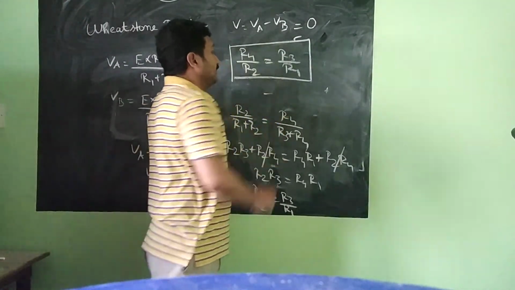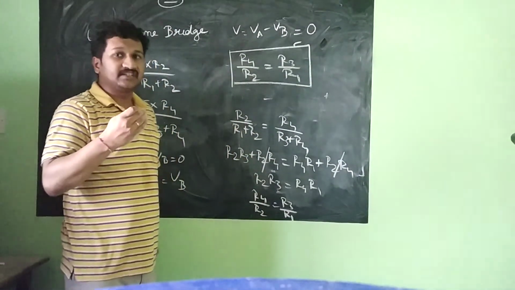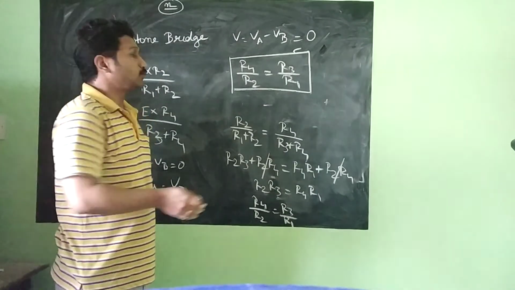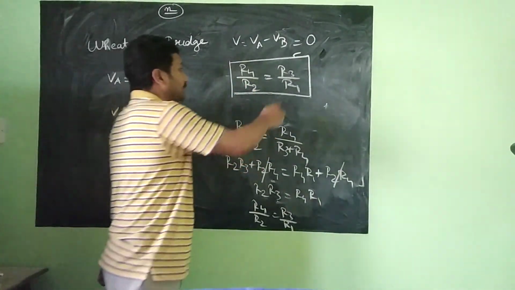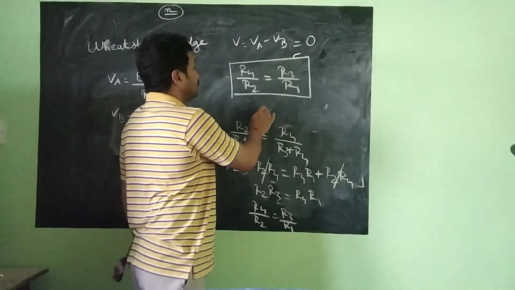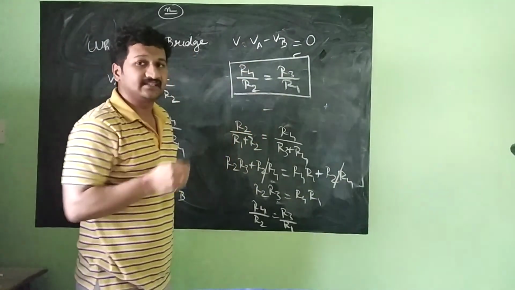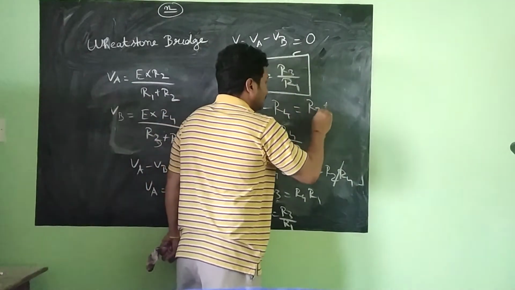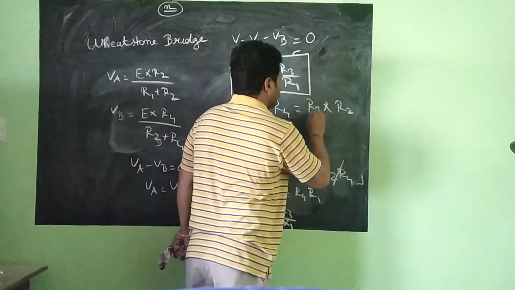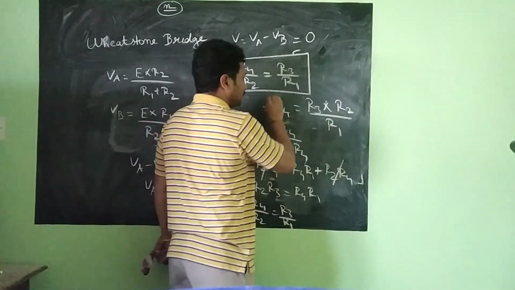For example, you want to make the Wheatstone bridge balanced, so one of the resistors has to be changed so that the Wheatstone bridge becomes balanced. For example, R4. If you change R4 and want to make the Wheatstone bridge balanced, the relation becomes R4 equal to R3 into R2 by R1.